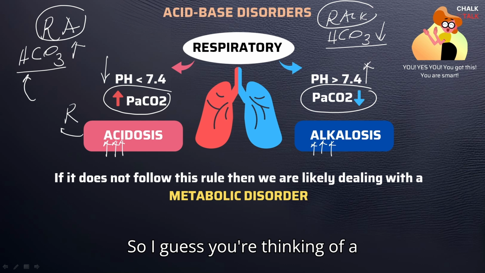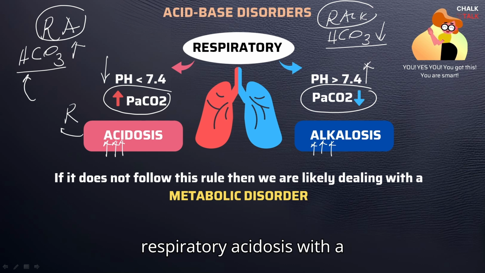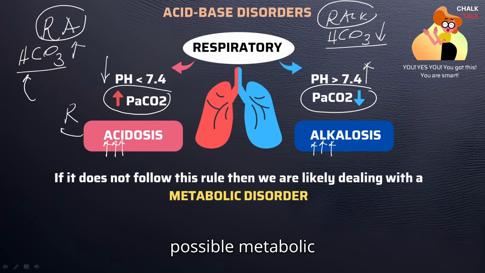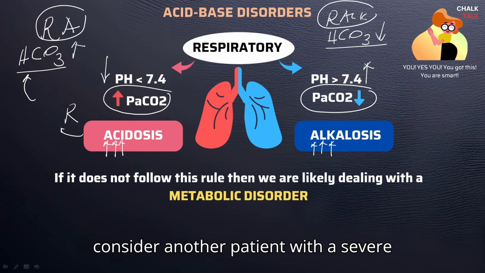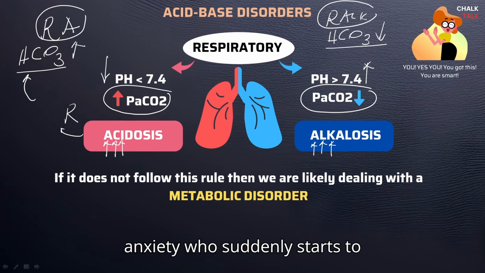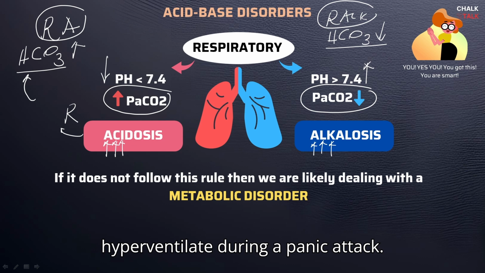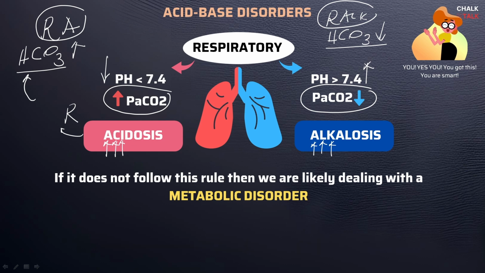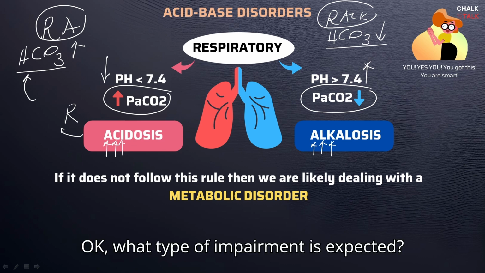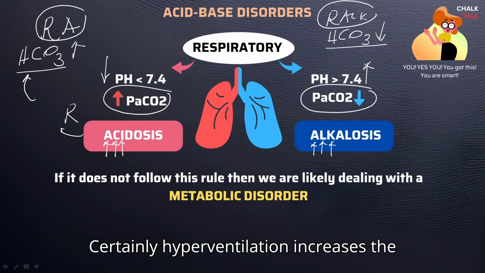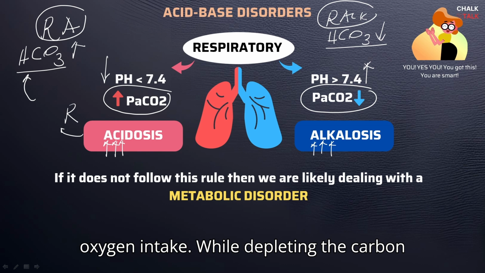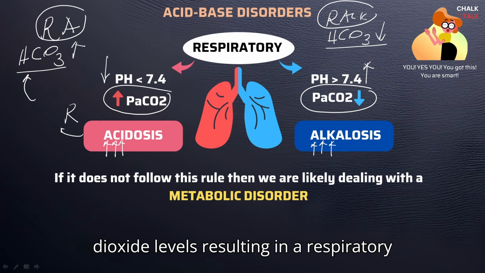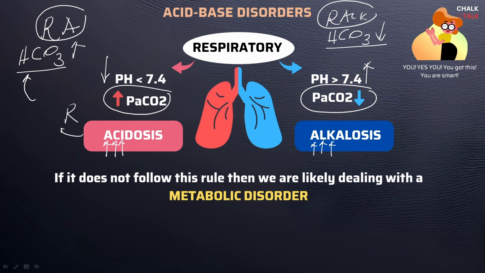So I guess you're thinking of a respiratory acidosis with a possible metabolic compensation from the kidneys, right? Now consider another patient with severe anxiety who suddenly starts to hyperventilate during a panic attack. Okay, what type of impairment is expected? Certainly, hyperventilation increases the oxygen intake while depleting the carbon dioxide levels, resulting in a respiratory alkalosis.